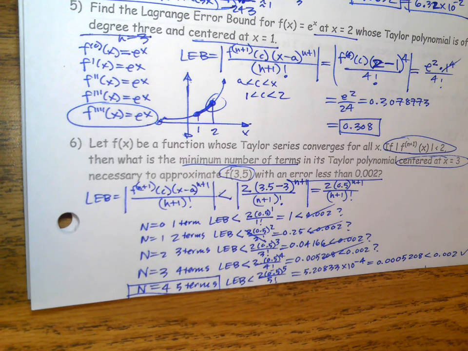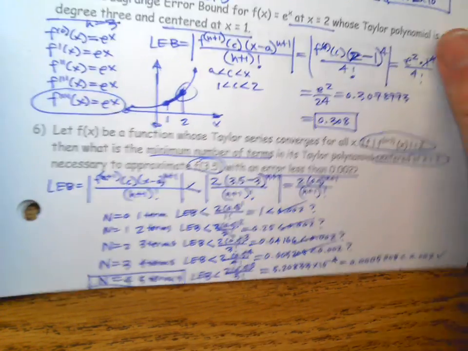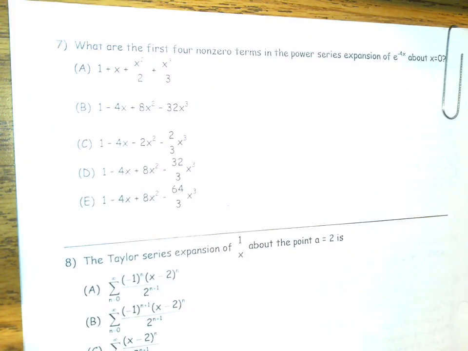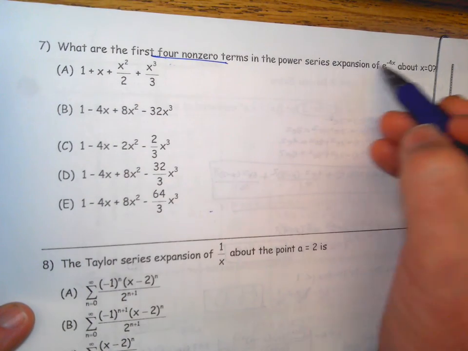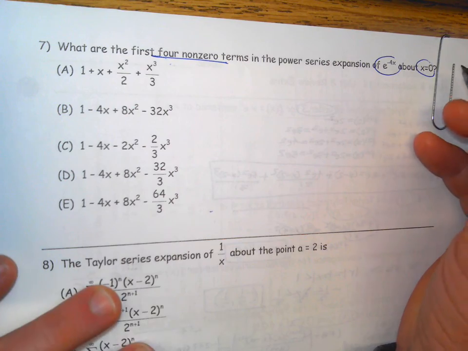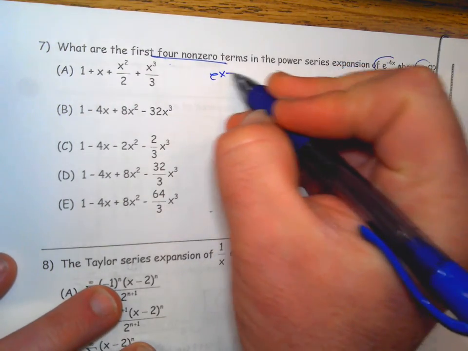Back, we have some multiple choice problems, which just review some different stuff. So, what are the first 4 non-zero terms of the power series e to the 4x, centered about that? Well, let's use the memorized version. It's the Maclaurin series for e to the x.